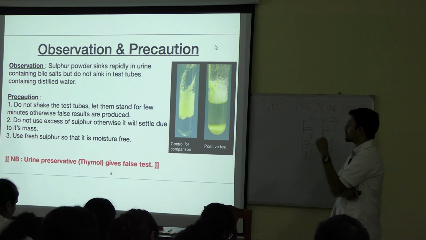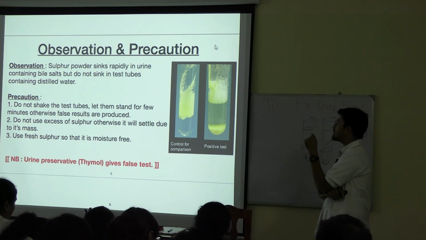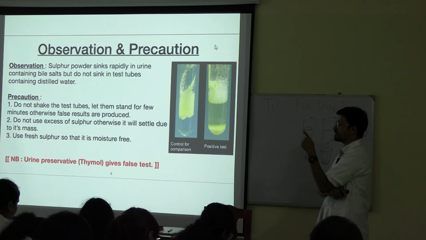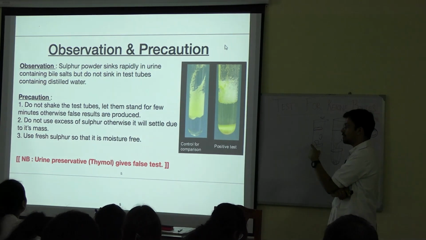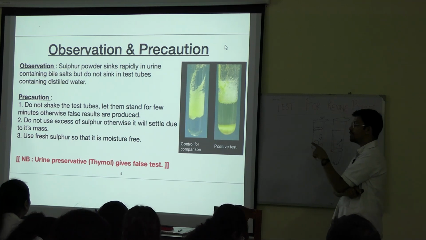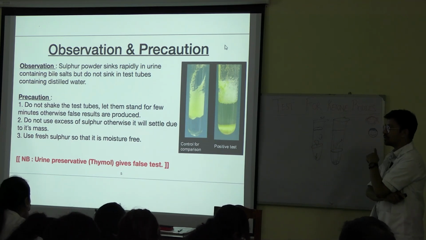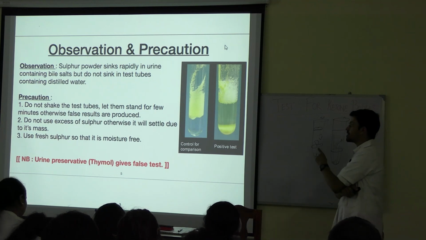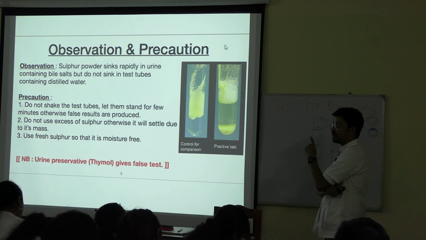That's all. Okay. Do not use excess sulfur, otherwise it will settle due to its mass. Your question, why it was a sprinkle. Fine. Now use the fresh sulfur so that it is moisture free. That is why we are using distilled water as a control, so that we can see if the sulfur is moisture free or it contains moisture. Okay.